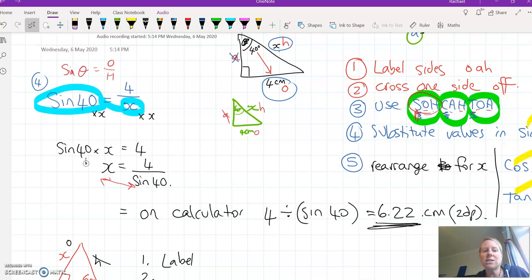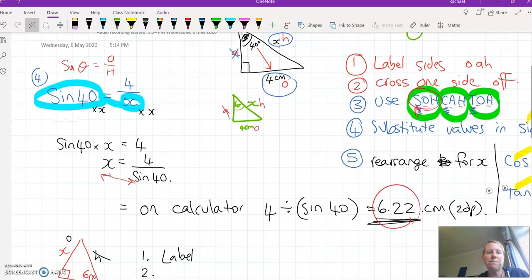As always, you'll check your answer makes sense. What's it telling us? We were working out the length of a side. It was the hypotenuse we were working out, so this answer had better be longer than my other side, A, because it's a hypotenuse. So 6.22 sounds pretty sensible. It's not stupidly longer than 4, it's not like 1,000 or something. It's pretty close, and it is a little bit bigger. And of course, we're in centimetres, and you've written down any rounding that you've done.